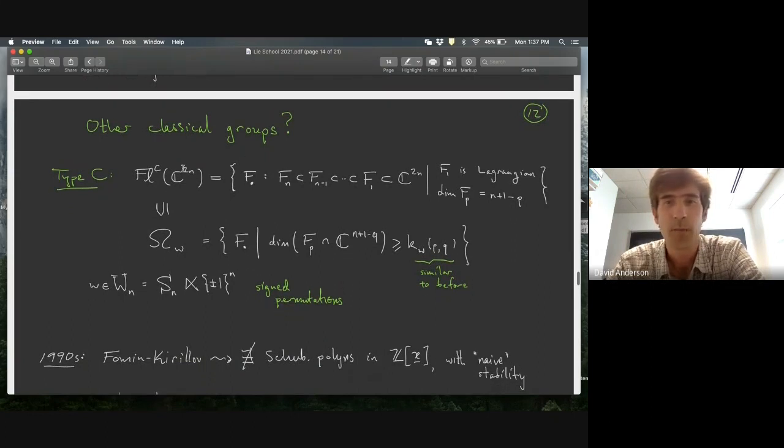So you can think about embedding these flag varieties one in another. And there is a good way to do it and a not so good way to do it. And in the early 90s, Fomin and Kirillov proved that if you do it in the not so good way, embedding one of these flag varieties in the next, then there are no Schubert polynomials in the polynomial ring that represent every single one of these Schubert classes independent of n.